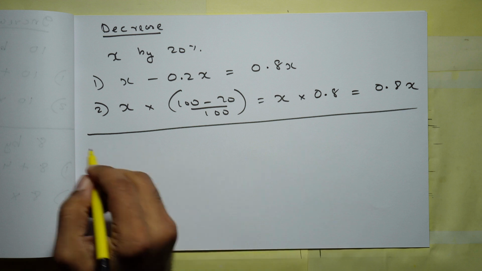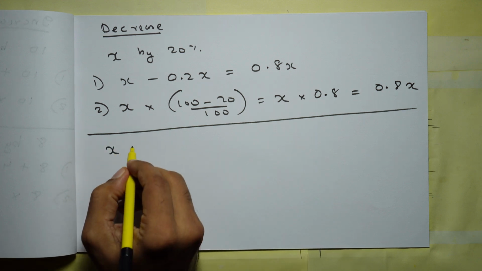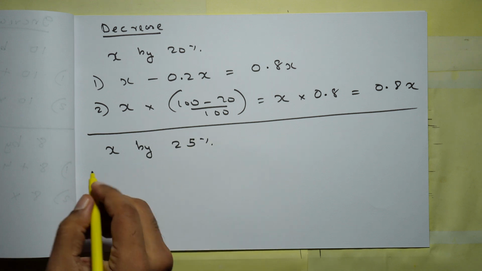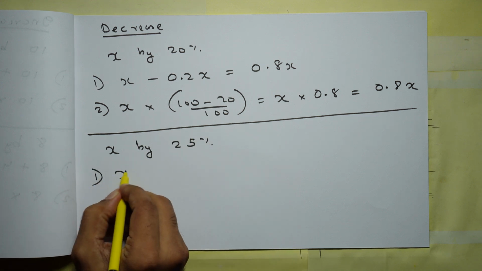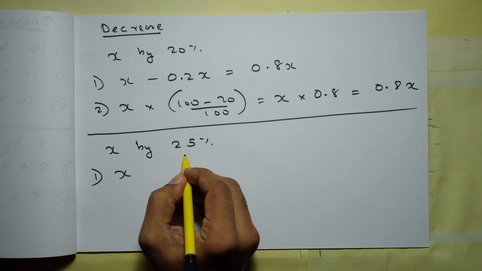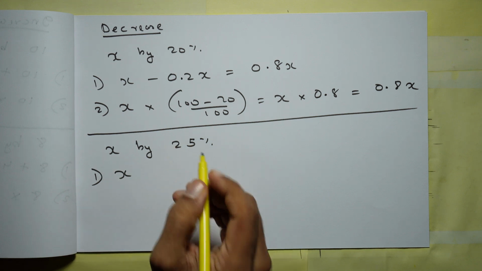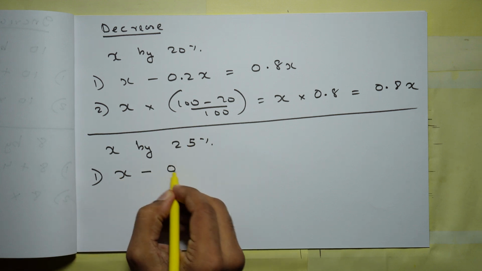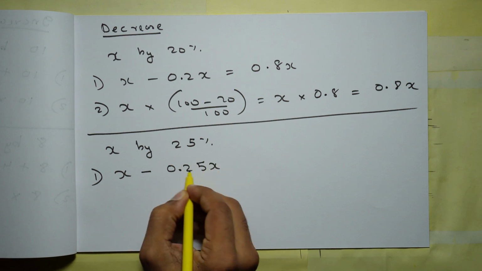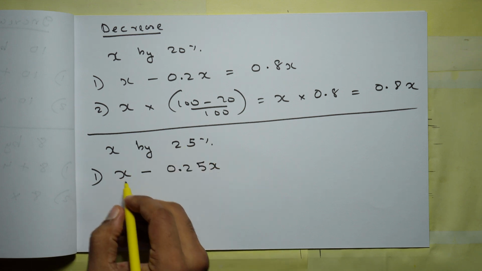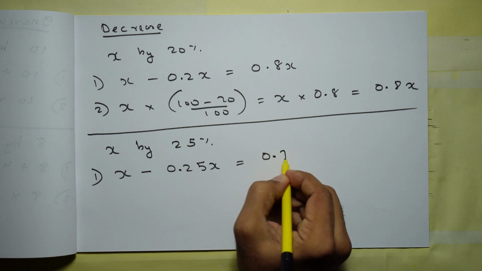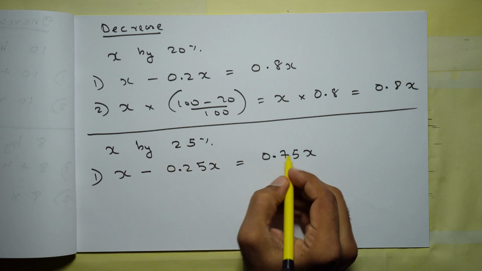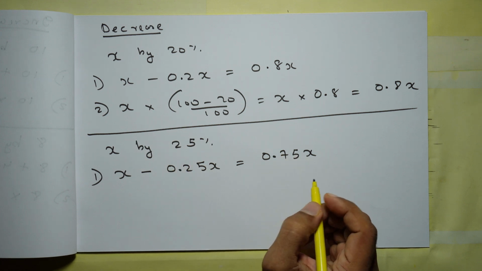Let us take one more example. You have this value x. You need to reduce x by 25%. Now the first method is like this. Find out 25% of x and subtract it from x. So x minus 0.25x, where 0.25x is 25% of x. So you will get 0.75x. So if you reduce x by 25%, you will get 0.75x.